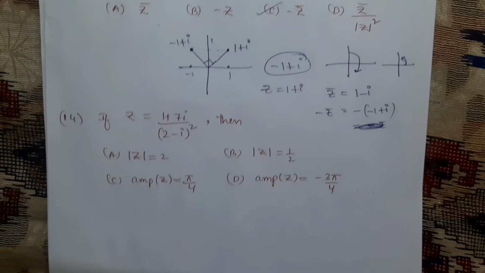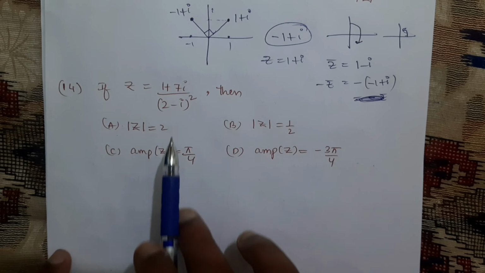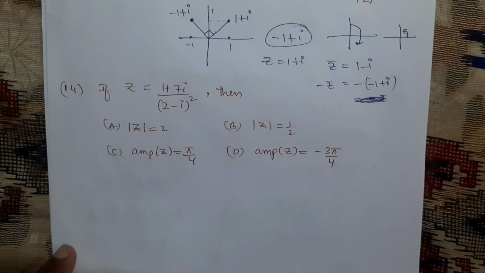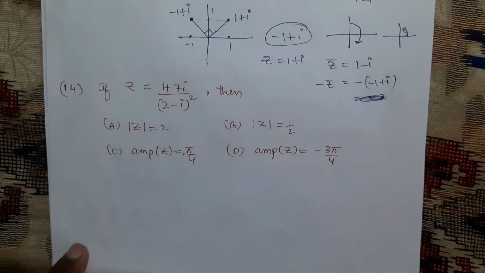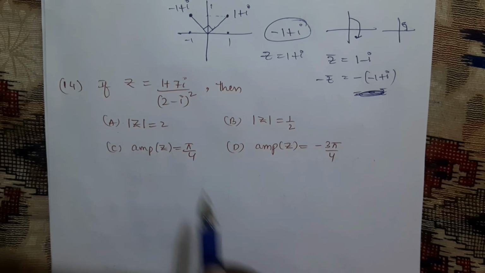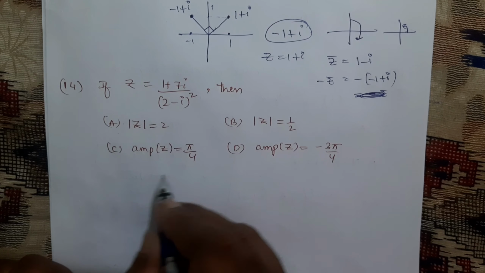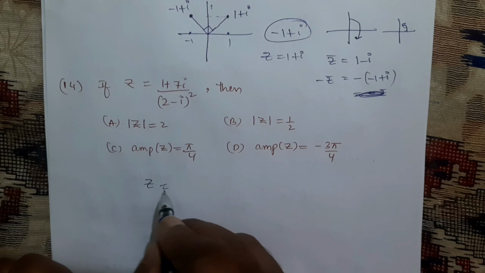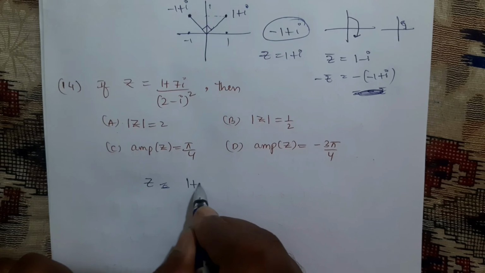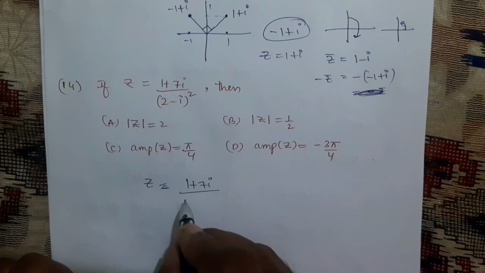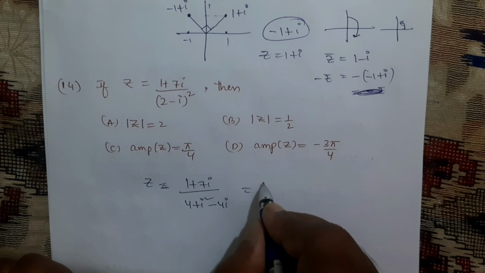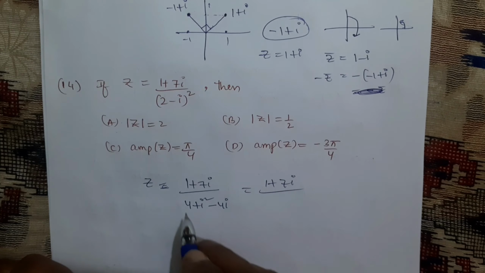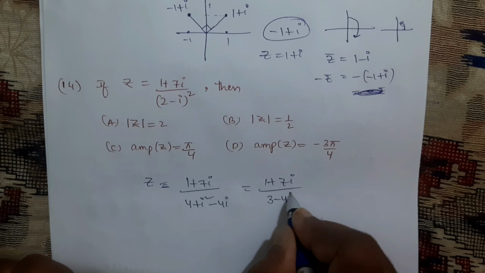Next question. If z is equal to (1 plus 7i) by (2 minus i) whole square, then they are asking about either modulus of z is equal to 2, or 1 by 2, angle pi by 4 or minus 3 pi by 4. So first we need to convert it into x plus iy form. z is equal to, first we will simplify this denominator. (2 minus i) whole square means 4 plus i square minus 2 into 2 into i, so 1 plus 7i divided by 4 minus 1, this is 3 minus 4i.